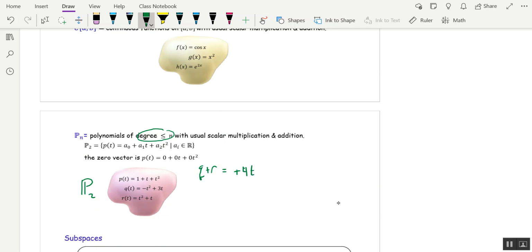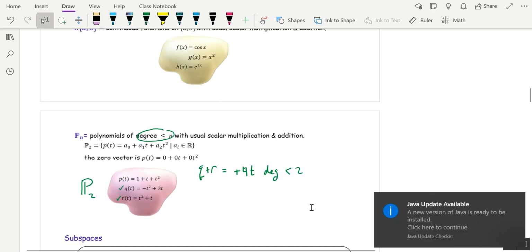That's a polynomial. This has degree less than 2. It's got degree 1. That's why it's important that when you remember the definition of this, you remember that these are polynomials of degree less than or equal to n. Here I added a polynomial of degree 2 to another one of degree 2, and I got one of degree 1. But that's okay, because I'm still living in P2. That's a polynomial of degree less than or equal to 2.